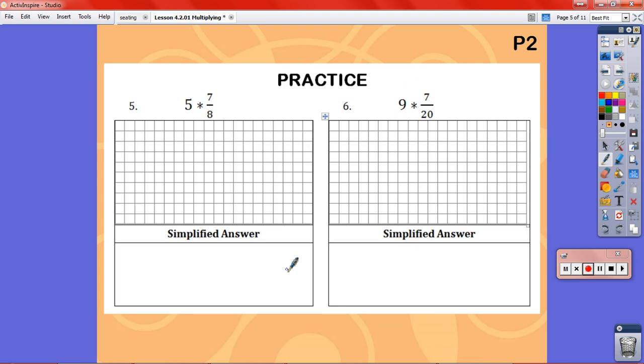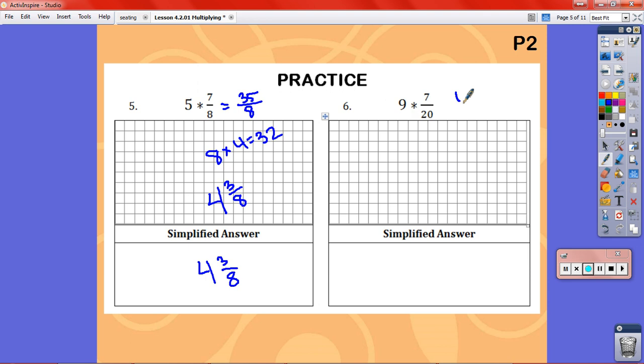Then we have some practice questions. You should get, I'm not going to do any pictures or anything, 5 times 7 is 35 over 8. And I can get wholes out of there, 8 out of 8, 4 times, which would be 8 times 4 is 32. So 32 pieces. So I have 4 wholes, and then 35 minus the 32 pieces that I'm taking out from my 4 wholes gives me 3/8, and that's already simplified. 4 and 3/8.